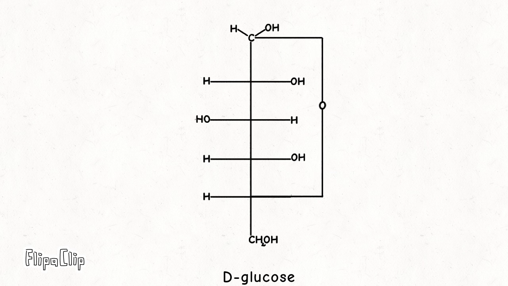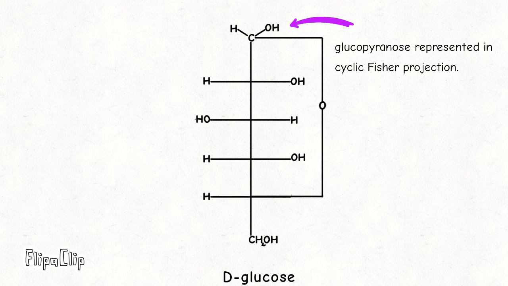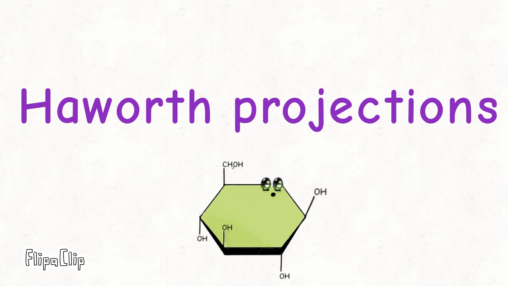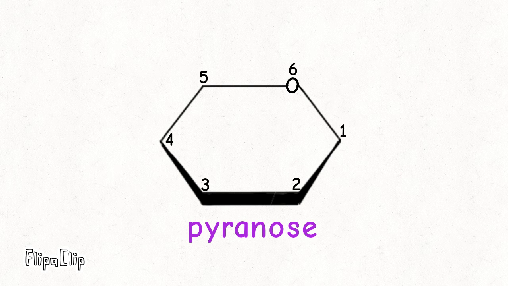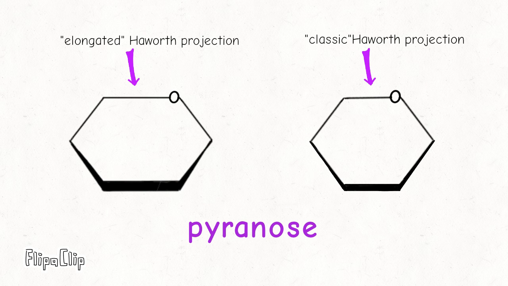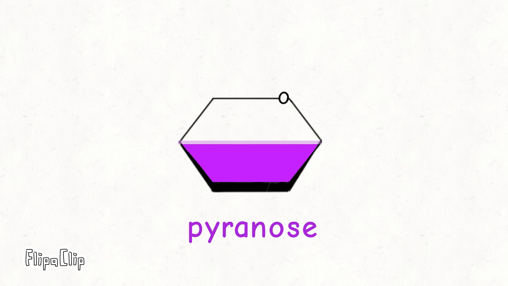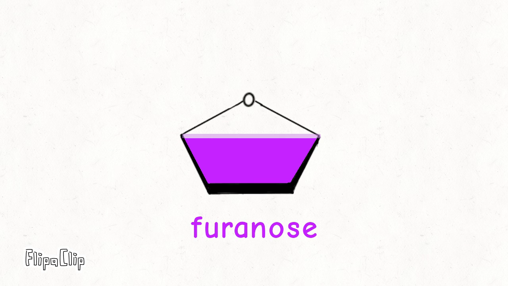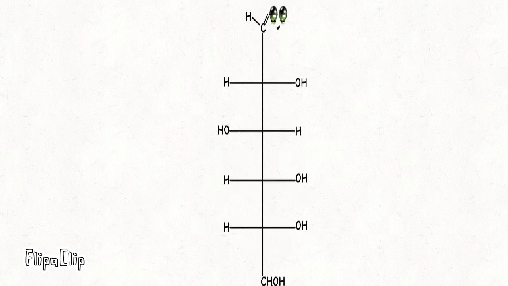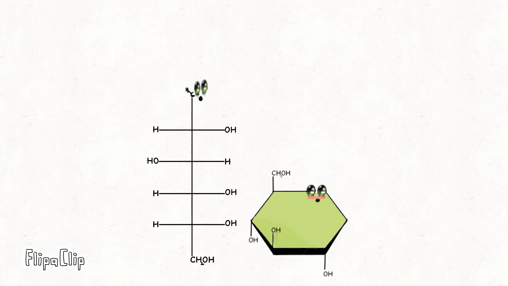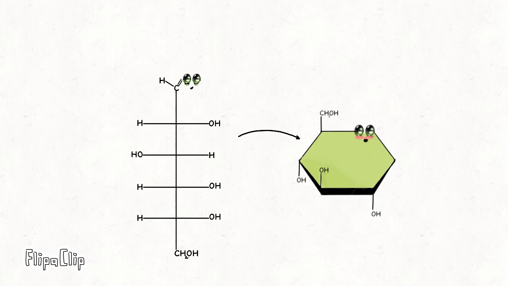Now, instead of leaving it in this awful cyclic Fischer projection, the most common depictions of cyclic form monosaccharides are in Haworth projection. In Haworth projection, the pyranose takes the form of a hexagon. This is more of an elongated Haworth than a classic one, where the inferior half is depicted as a little thicker to insinuate that it's closer to us than the superior half. Same thing about the furanose form. Now that we've established that, let's talk about how to convert a Fischer projection to a Haworth projection.